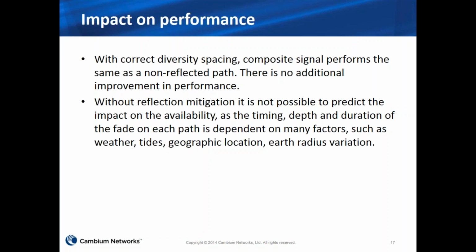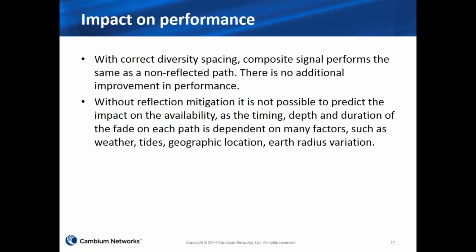So just following on from the chart, we can see from the composite signal that this is now very similar to a normal line of sight path. So the act of adding diversity with the correct spacing has mitigated the reflection issue, and the availability of the composite path is the same as that of an original line of sight path. So what we've done is we've taken away the variability, so it doesn't really gain anything, but it takes away the variability. The fading on the individual paths is very real, but the depth and frequency of those fades is very variable and not predictable.